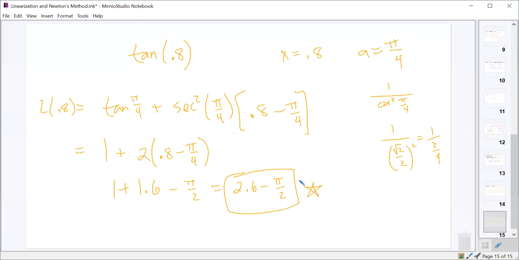Does that make sense or no? Yeah. Okay. I see where I messed up now. Thank you. Yep, no problem. So do you want us keeping it to not decimals? So just keep it as pi over 2. Yeah, 2.6 minus pi over 2 is fine. If you wrote it out as the approximation, that's fine. Like if you put in your calculator, that's fine too. Yeah, either way, I don't really care. Okay, cool.